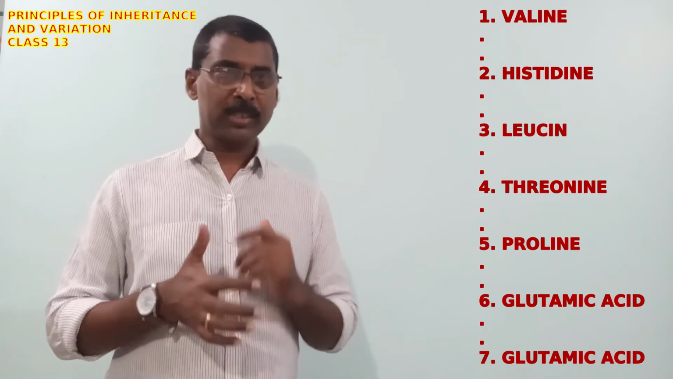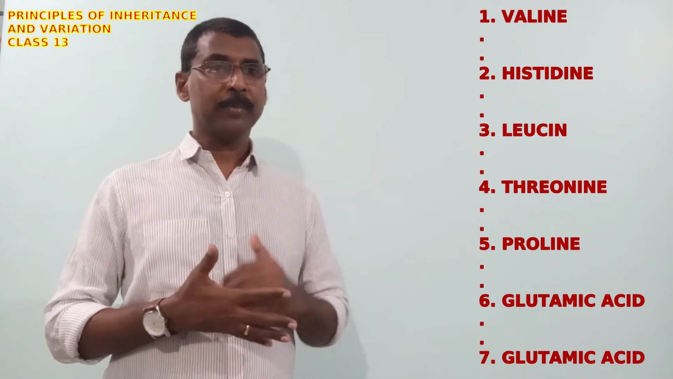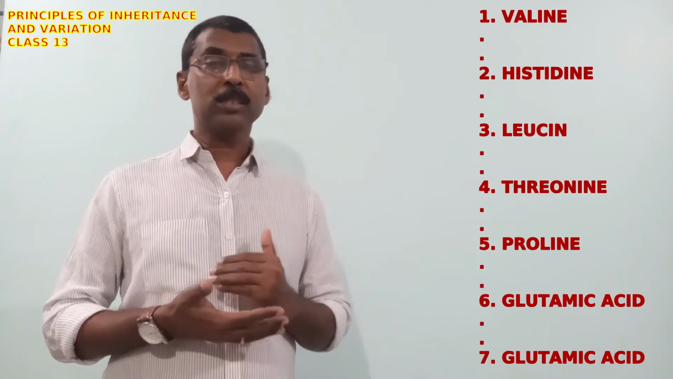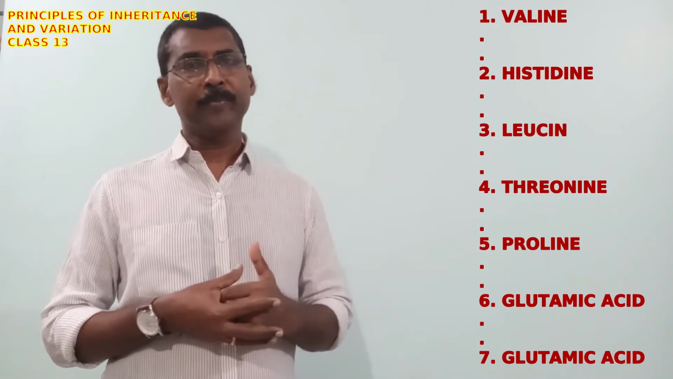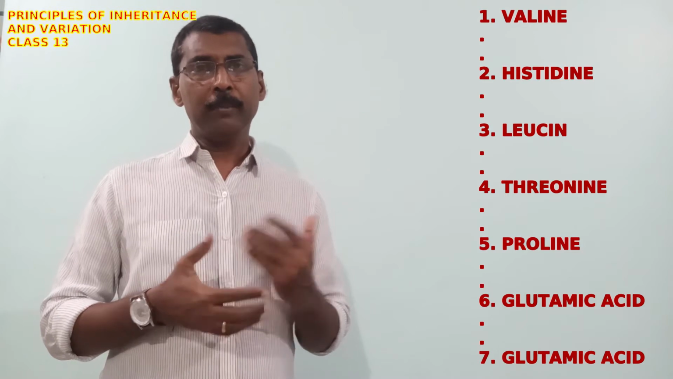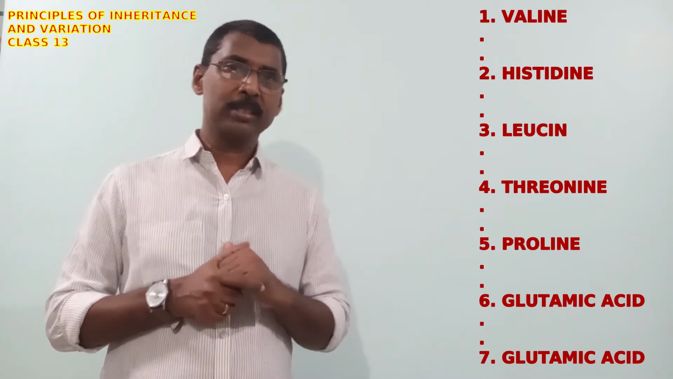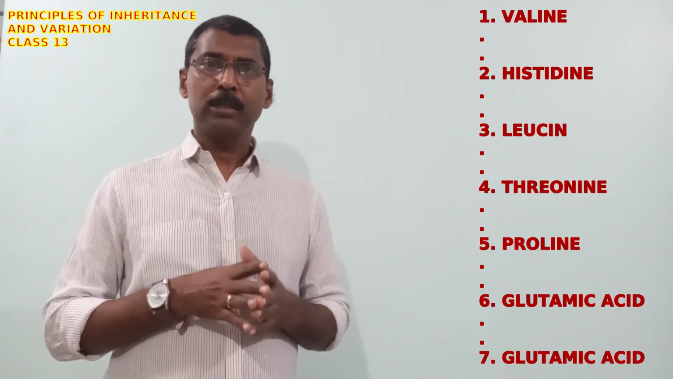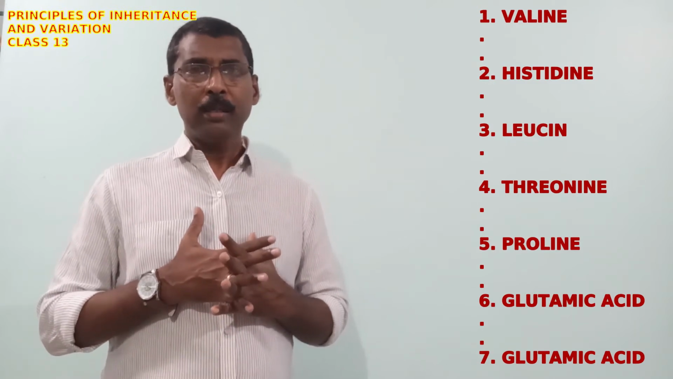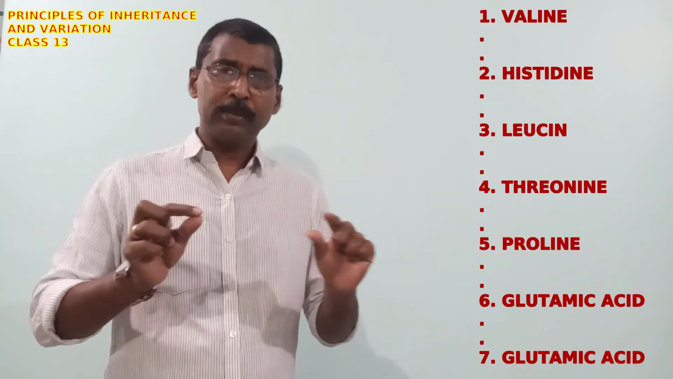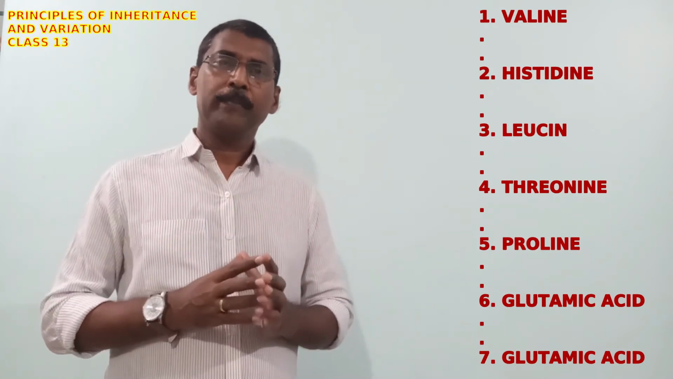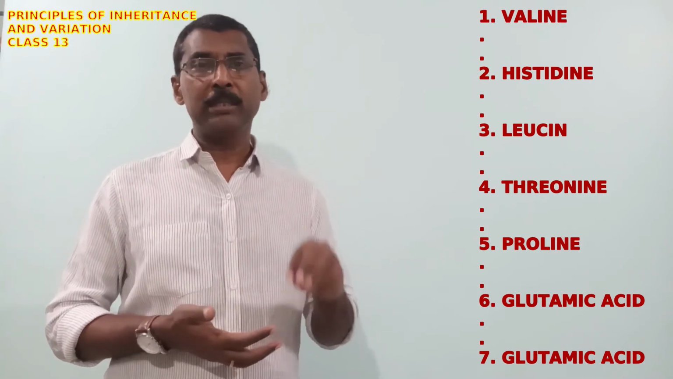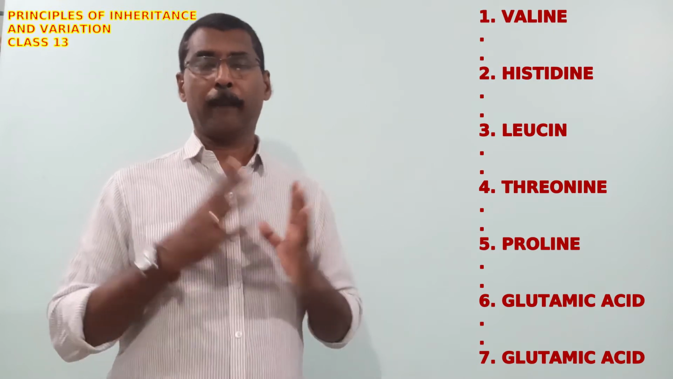Let us say once again, the first amino acid is valine, the second one is histidine, the third one is leucine, fourth one is threonine, the fifth one is proline, sixth one is glutamic acid, and seventh one is also glutamic acid. And the amino acid sequence goes on like this up to the 146th amino acid, and the rest of the sequence is not needed for our discussion here, so I am not mentioning it now. Okay, so this is the sequence of amino acids up to the 7th amino acid for a normal beta polypeptide chain in globin protein.